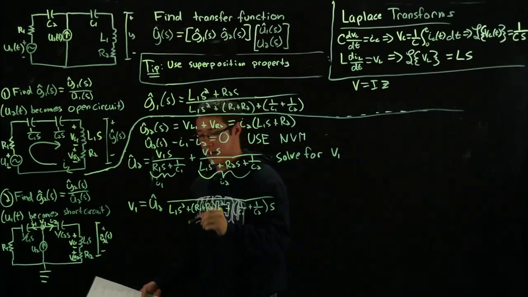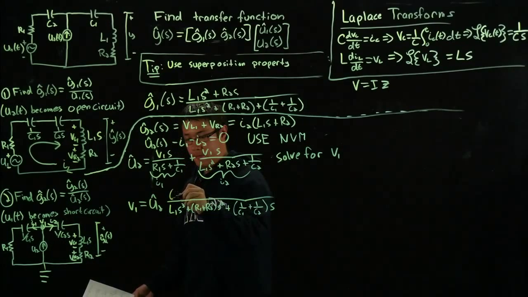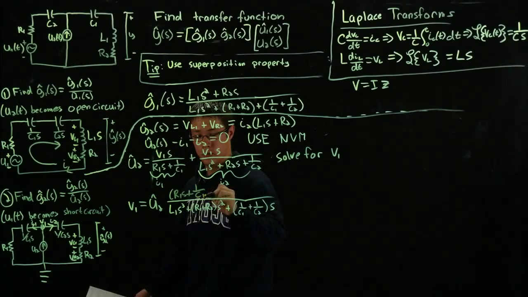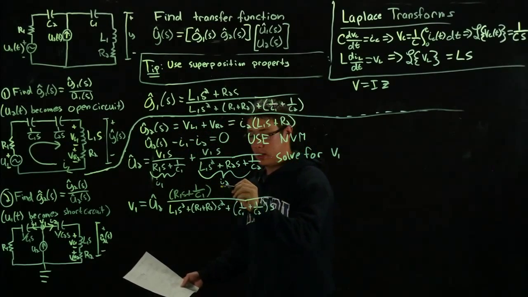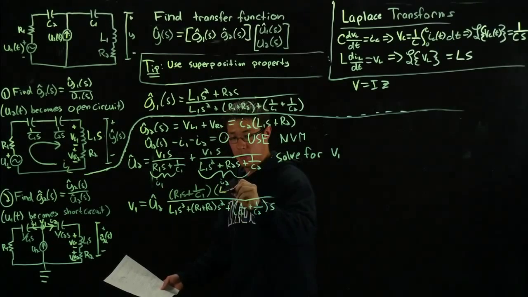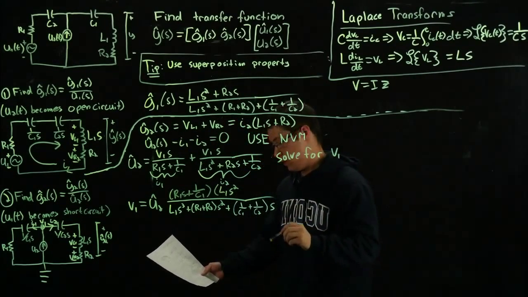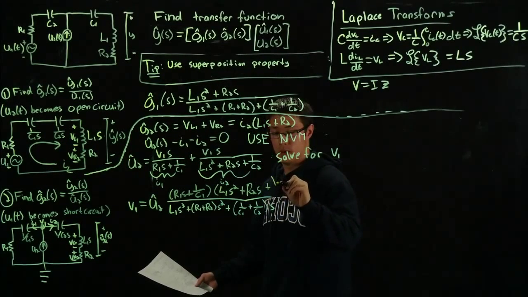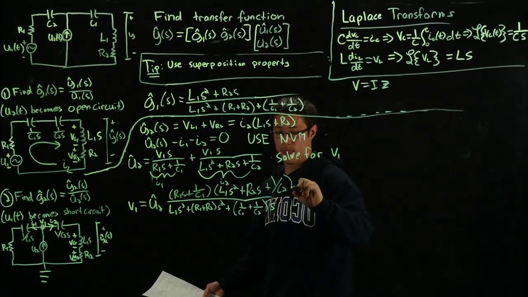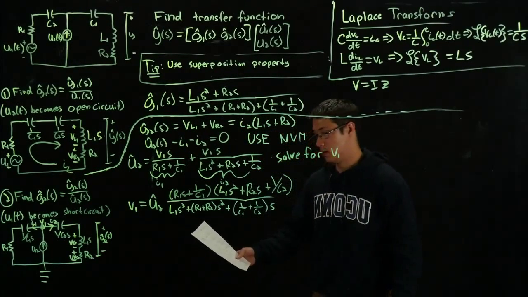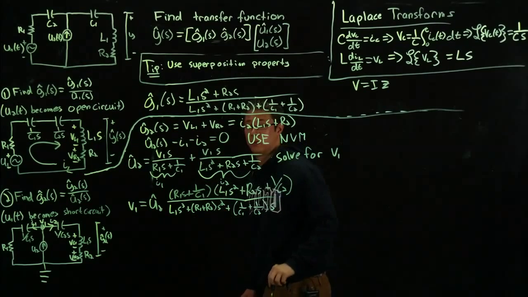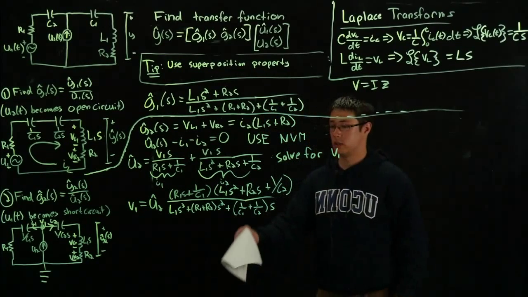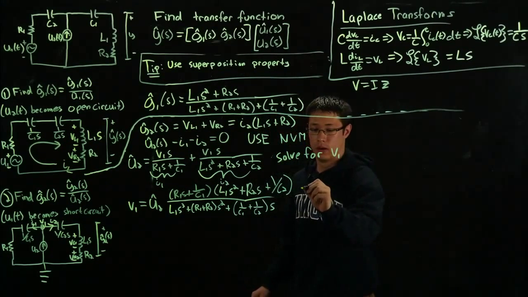In the numerator, we have R1 S plus 1 over C1 times L1 S squared plus R2 S plus 1 over C2. Right? Now we have V1. We have our equation for I2 over here. Substituting V1 into this equation, we get I2. Right?